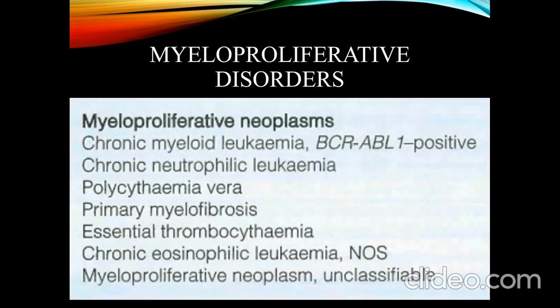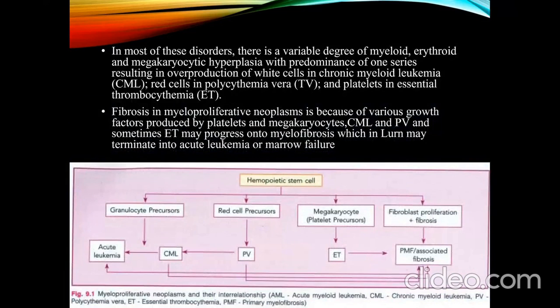Therefore, let us finally begin with the discussion proper of myeloproliferative disorders. And as already said, it includes these entities. One more concept we need to look at is that in most of these disorders, there is a variable degree of myeloid, erythroid, and megakaryocytic hyperplasia with predominance of one series, resulting in overproduction of white cells in chronic myeloid leukemia, red cells in polycythemia vera, and platelets in essential thrombocythemia.